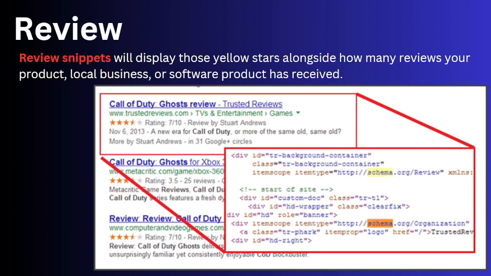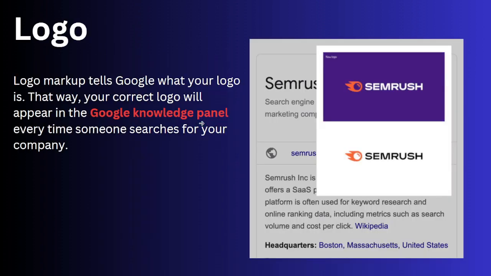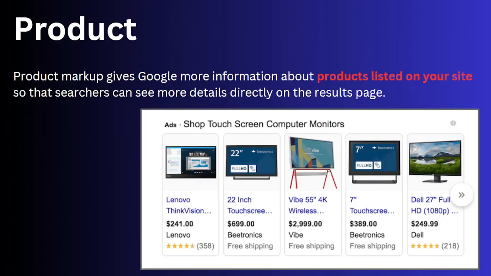Review schema. A review snippet will display those yellow stars alongside how many reviews your products, local businesses, or software products are receiving. This is the review snippet schema. Logo. Make sure we use the logo schema. The logo markup tells Google what your logo is, that way your correct logo will appear in the Google knowledge panel every time someone searches for your company.